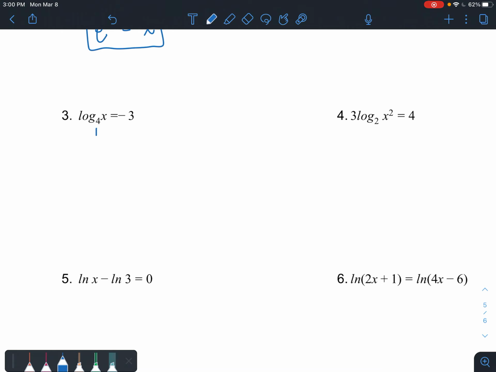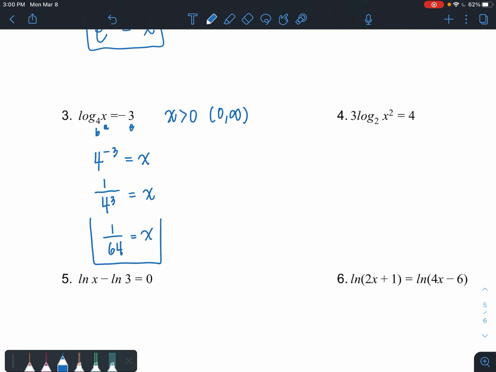All right, this one here, number 3. So I'm going to rewrite this. So I'm going to set x greater than 0 again. So 0 to infinity is my domain. So I have 4 to the negative 3 equals x. 4 to the negative 3 is the same thing as 1 over 4 to the 3, which is then equal to 1 over 64. So that is in the domain, so that counts as a solution.